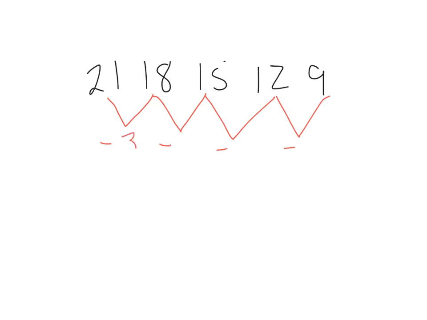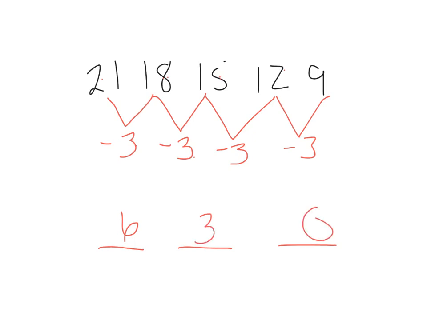Again, it's minus 3. Because from 21 to 18, it took me 3. 18 to 15, 3. 15 to 12, 3. 12 to 9, 3. Well, if I was going to finish this off, 9 minus 3 would give me 6. 6 minus 3, 3. 3 minus 3 would be 0.